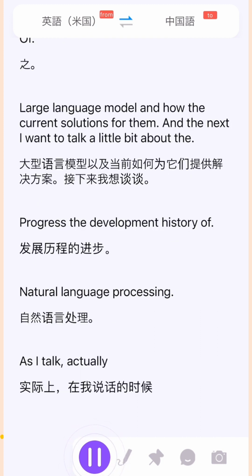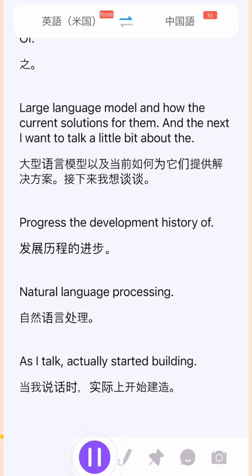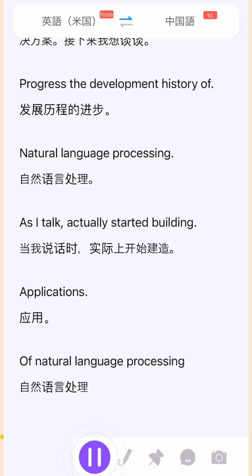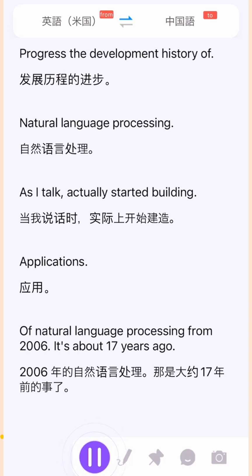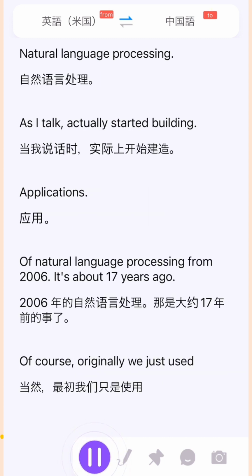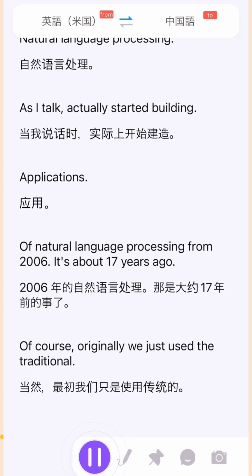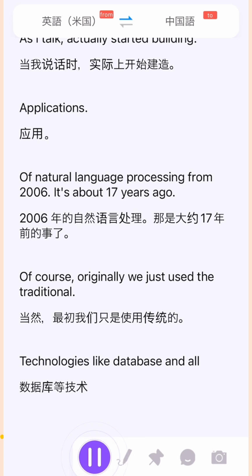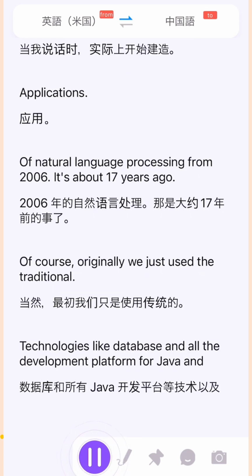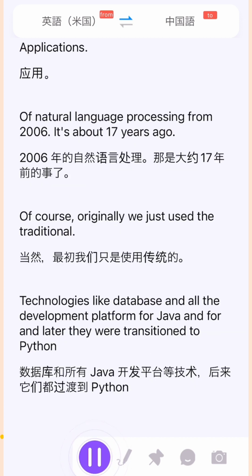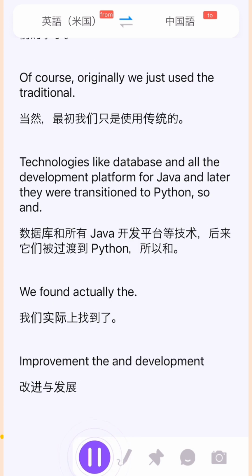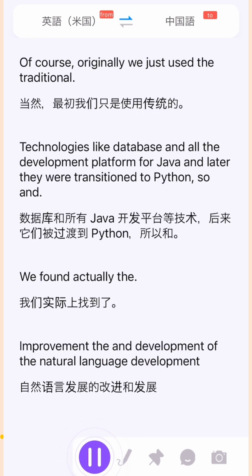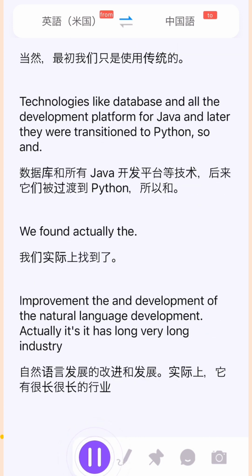As I talked, we started building applications of natural language processing from 2006. It's about 17 years ago. Of course, originally we just used traditional technologies like databases and the development platform for Java, and later we transitioned to Python. We found the improvement and development of natural language processing has a very long history.